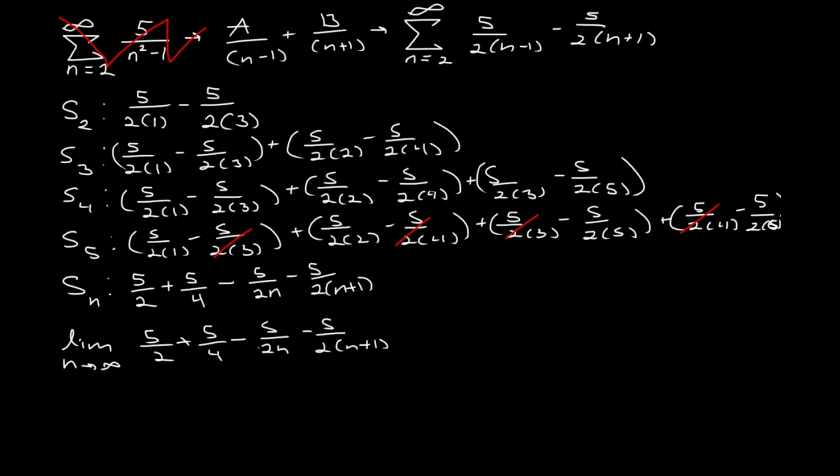Now we can take the limit of this. And if we take the limit of this, the bottom heavy fractions will go to 0, and we'll be left with 5 divided by 2 plus 5 divided by 4. And if we add them up, we'll get 15 divided by 4. And that is the sum of this telescoping series.